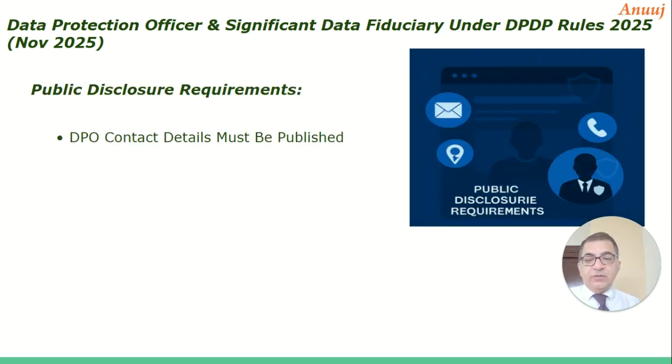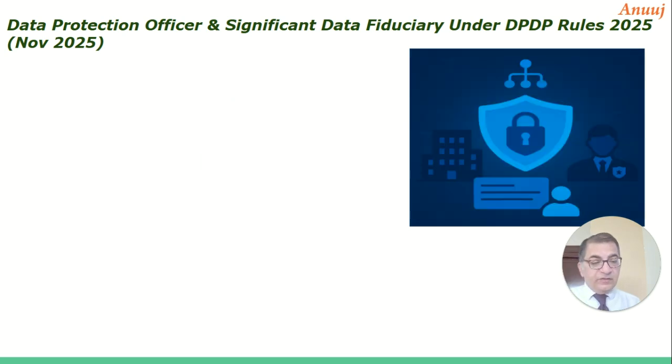Public disclosure requirements: DPO contacts must be published for the public. There has to be a transparent user access for DPO controls. So one needs to be very, very careful.